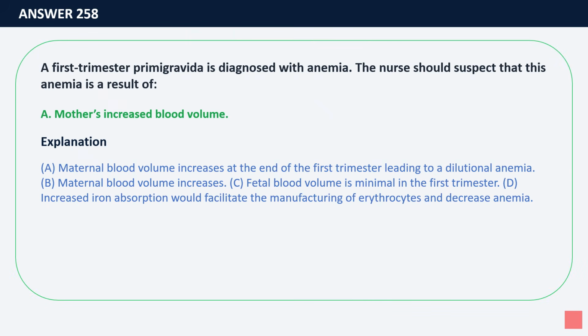Answer: A. Mother's increased blood volume. Explanation: A. Maternal blood volume increases at the end of the first trimester leading to a dilutional anemia. B. Maternal blood volume increases. C. Fetal blood volume is minimal in the first trimester. D. Increased iron absorption would facilitate the manufacturing of erythrocytes and decrease anemia.